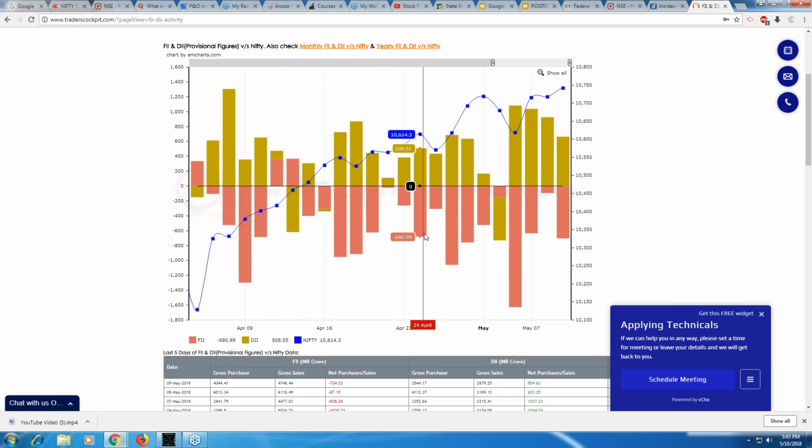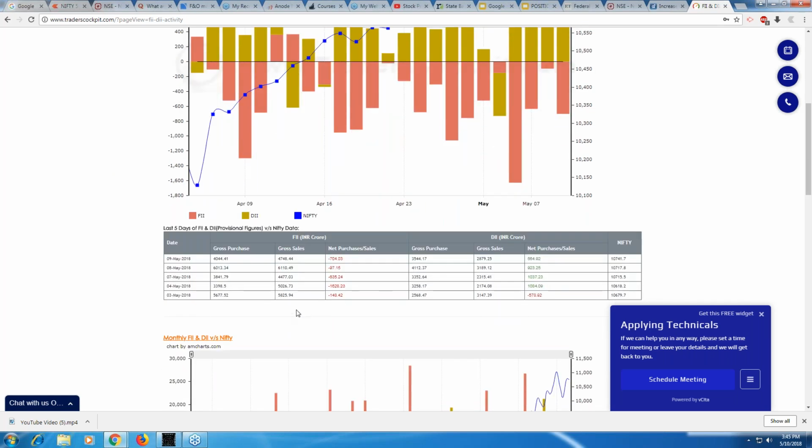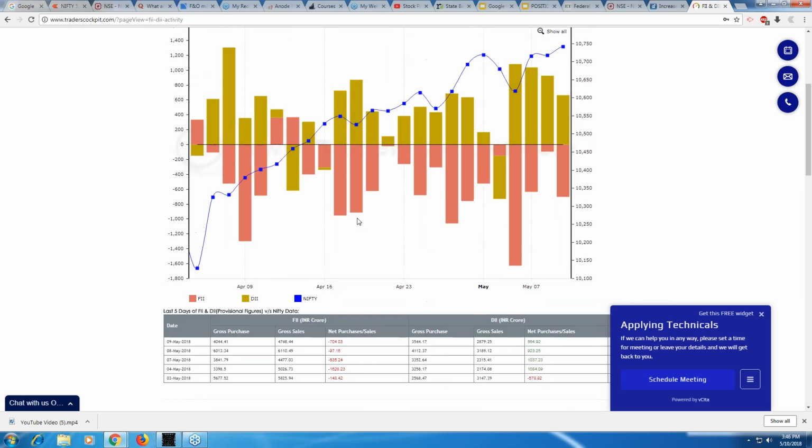When you get this data, you get it at about 5:30 or 6 in the evening. You don't get it during the day. So let me just repeat the whole thing once again. Write on your Google browser, FII DII data, FII DII activity bar graph, and at the top you get traderscockpit.com. Just go there and watch the graph. It will give you the FII DII relative data, plus it's going to give you the Nifty movement.